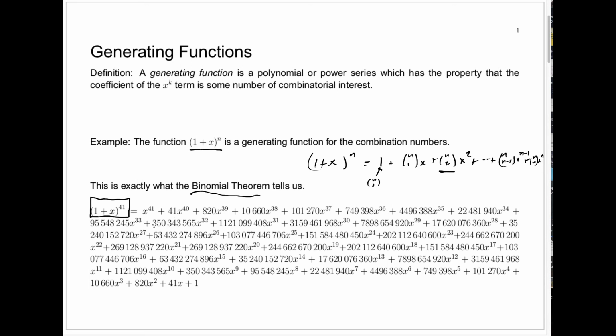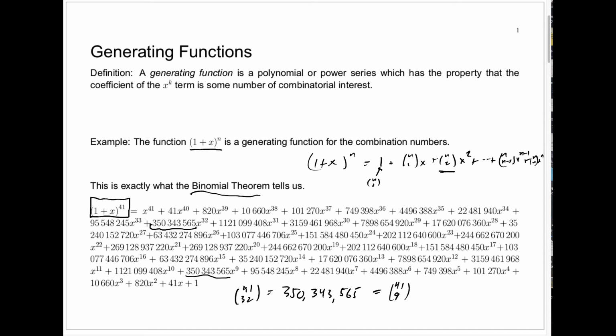But let's take a look at this number here, 350,343,565. Since that's the coefficient on x to the 32nd power, I can tell immediately that 41 choose 32 is this number, 350,343,565. And if you go over here and look at x to the 9th power, of course you're going to see the exact same number there, because that's the same as 41 choose 9.